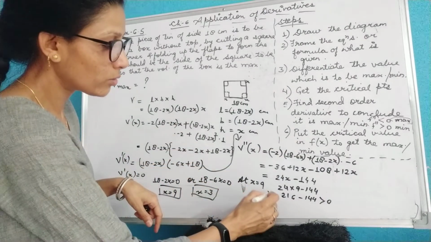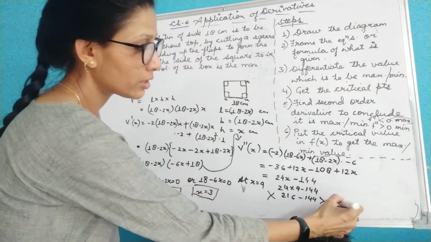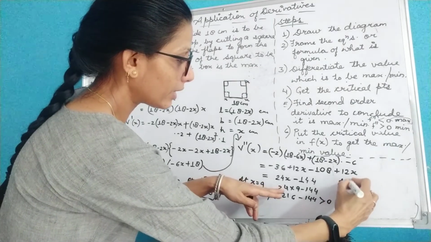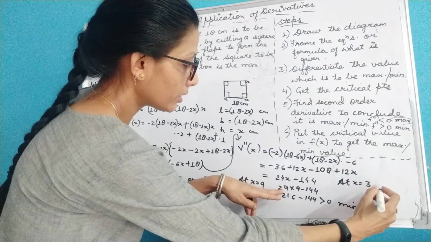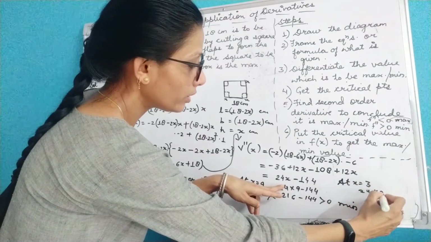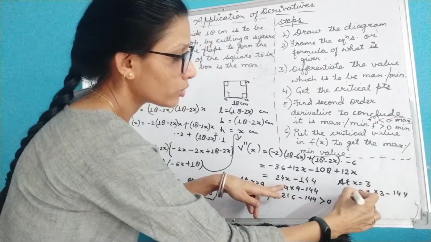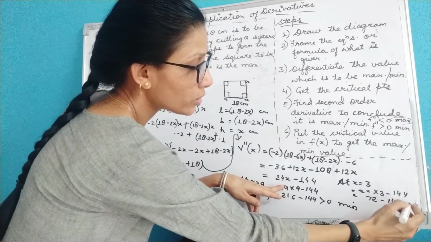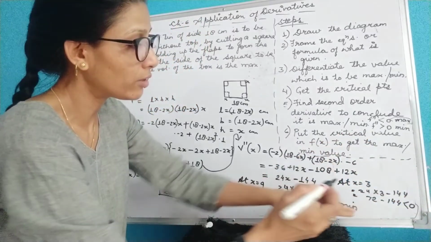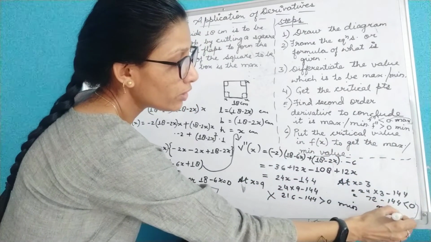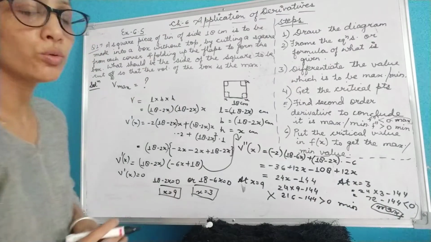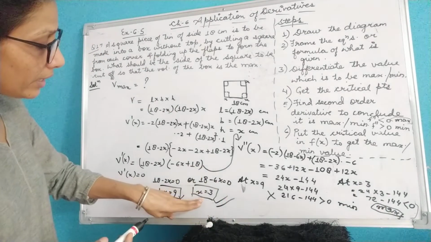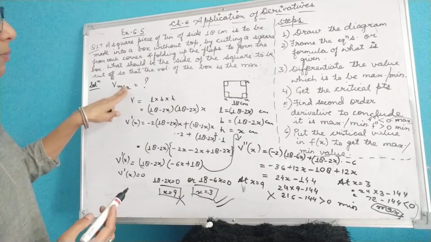That means at x equal to 9, I will not be considering it because it is giving me a minimum value. I will be taking this for, again, x equal to 3. That means here 24 into 3 minus 144, which gives me 72 minus 144, which is giving me a value less than 0. That means your volume will be maximum at x equal to 3. That means this will be rejected and this will be considered. So at x equal to 3, your volume will be maximum.